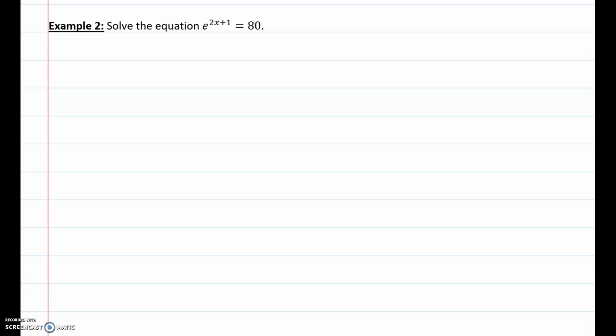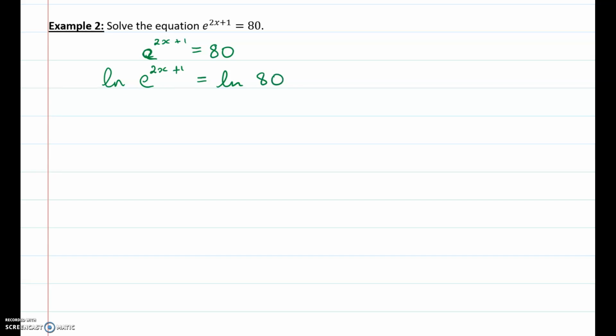Okay, so this time we have another exponential equation that we have to solve, and it's the equation e to the power of 2x plus 1 equals 80. Now, whenever you have an e in your equation, it's nearly always going to be natural logs to make this easier. Okay, so we'll take the natural log. Natural logs and e's go together. So take the natural log of e to the power of 2x plus 1 equals the natural log of 80.